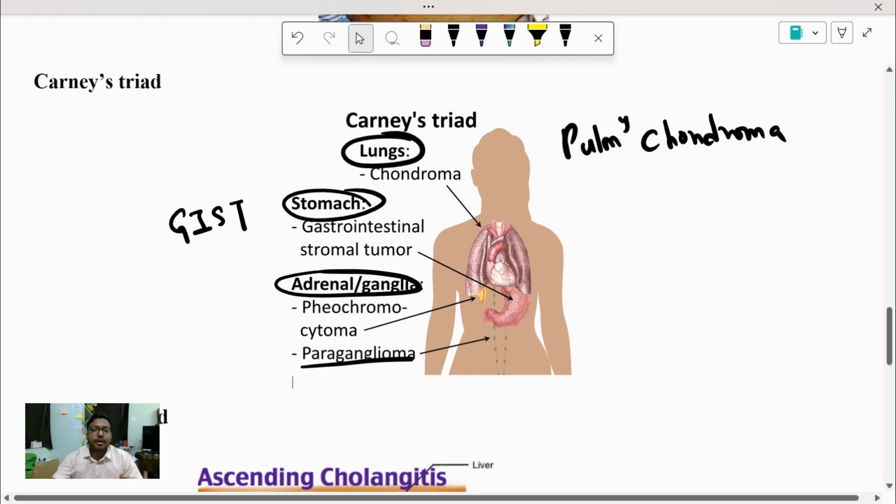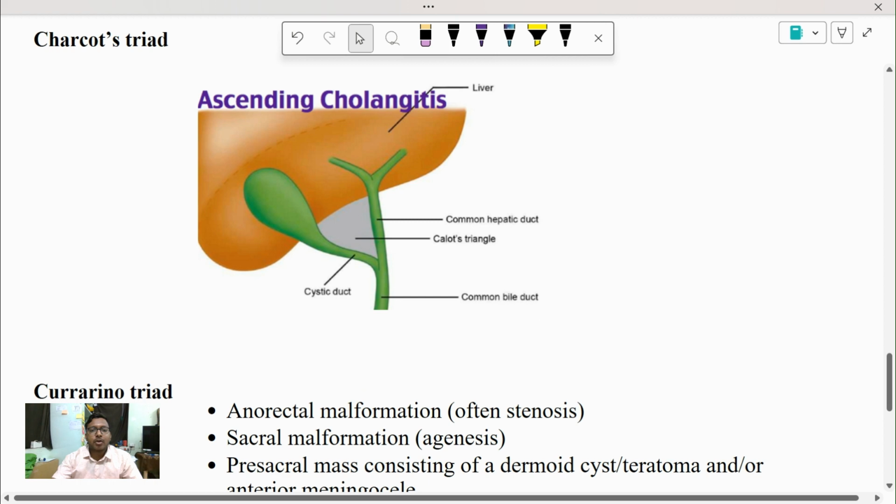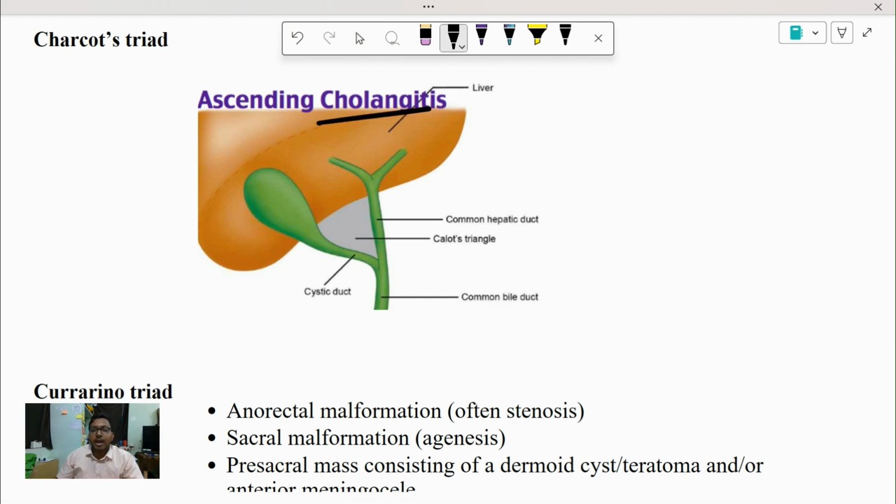All right, then coming to the next one, Charcot's triad. You know that Charcot's triad normally happens in a condition called ascending cholangitis. Itis means obviously inflammation. So what are the basic components of inflammation? First one will be the classical calor, dolor, rubor, tumor. Obviously, here also you are having mainly a problem with the common hepatic duct or even the common bile duct. This bile duct is inflamed. You have got inflammation. So what are all the things present?